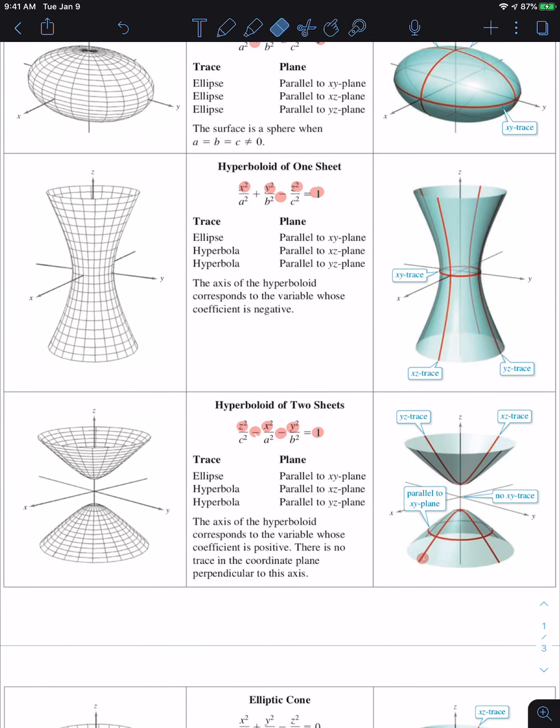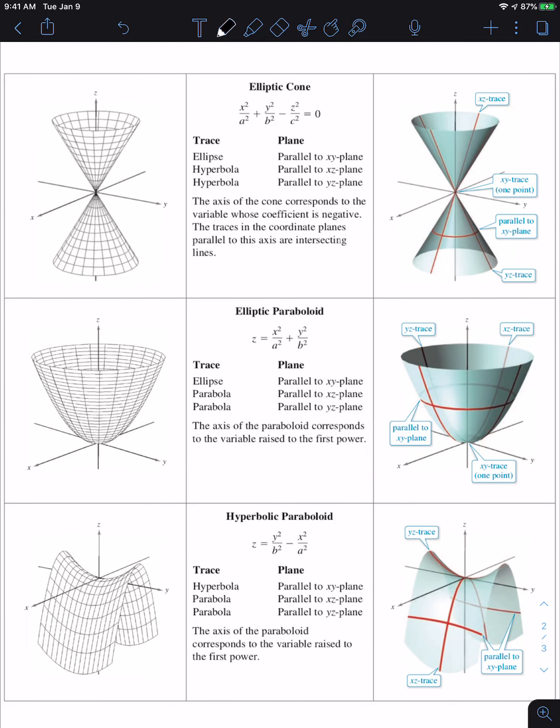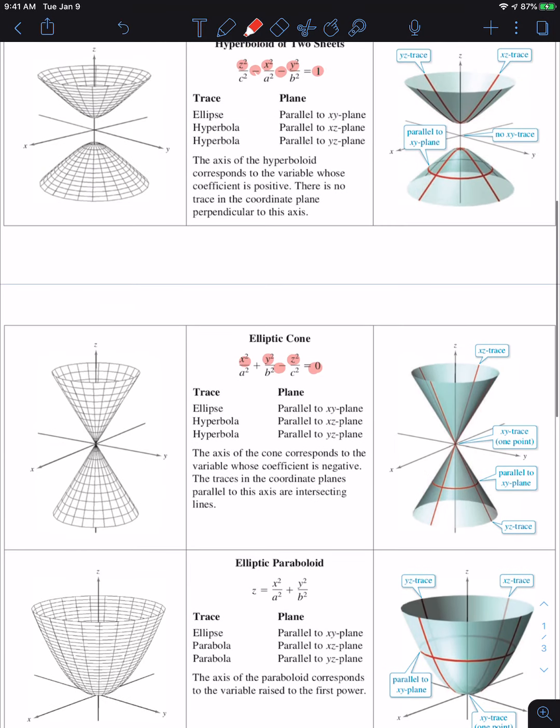So now if I did a different trace, I would get this guy here and this guy here, or that guy there and that guy there. In other words, two of the traces are hyperbolas and one of the traces is an ellipse. So an elliptic cone, right? It's the only one that has cone in it. And a cone has x squared, y squared, and z squared, but one of those is being subtracted, and it has a 0 on the other side, right?